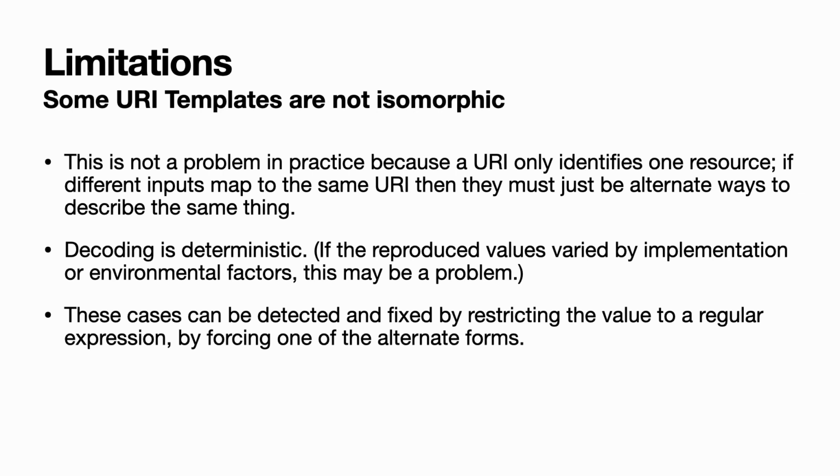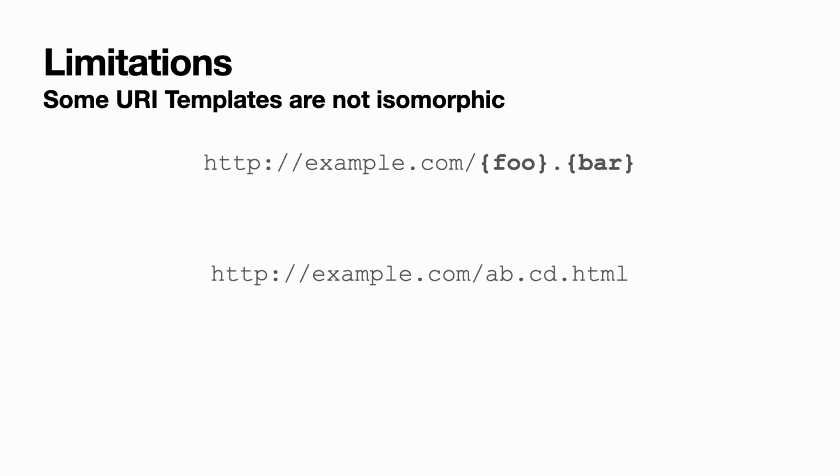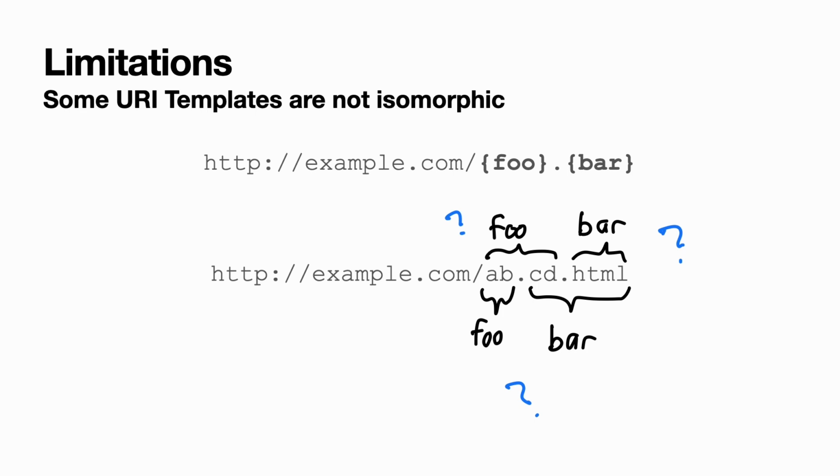Another limitation is that URI templates are not always isomorphic, meaning that you can have ambiguous templates like this. And in some cases, you can get a URI where it could possibly match multiple bindings. So does foo match ab.cd, or does bar match that .cd.html? Well, in regular expression land, we call the first behavior greedy, and that's the preferred or the default behavior.